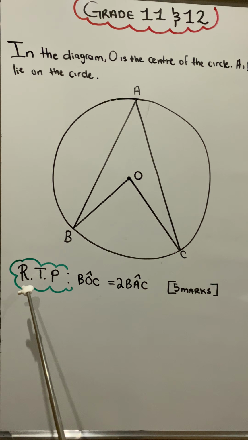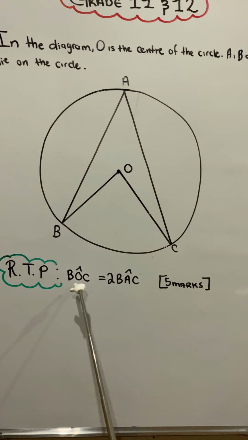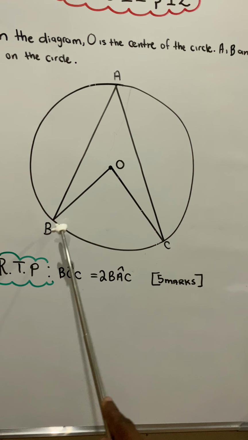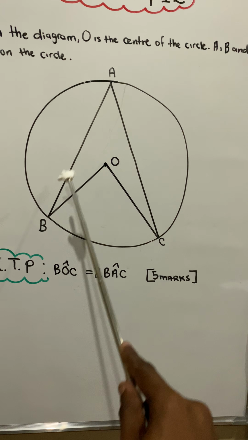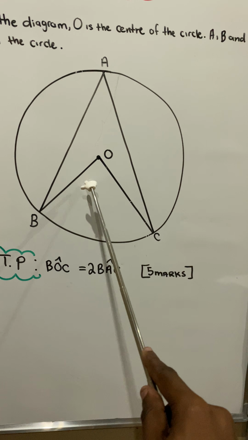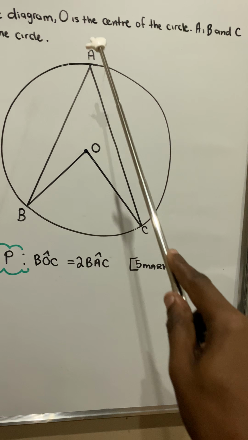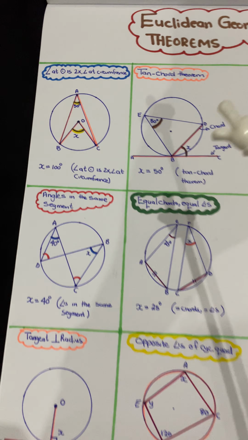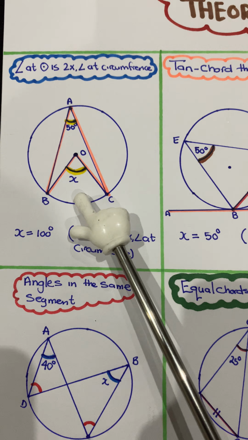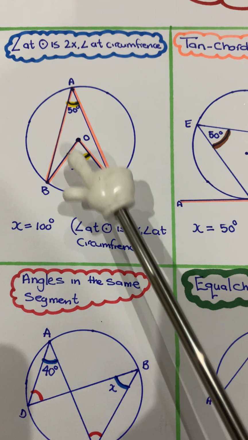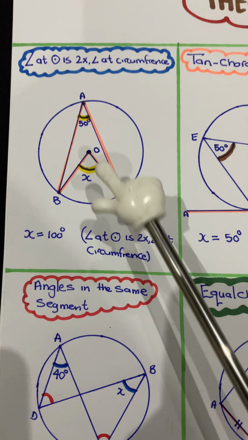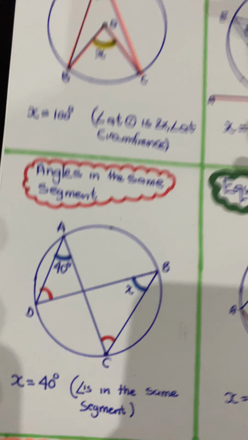But then you're going to be required to prove that angle BOC is 2 times angle BAC, meaning you have to prove that this angle here is twice that angle there. Because remember, from the concept itself, if x is your angle at the center, then the angle at the circumference is half of x, and then there will be your reason. But now you have to prove it.